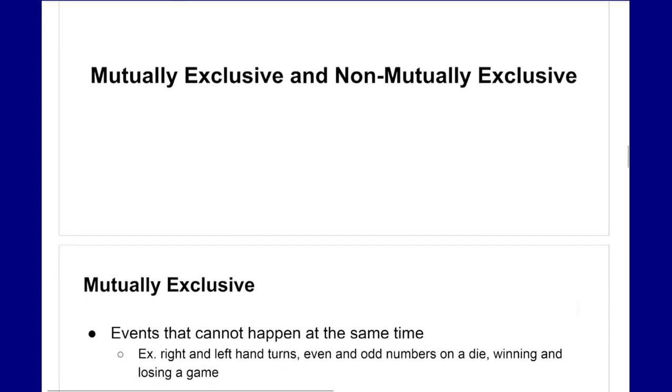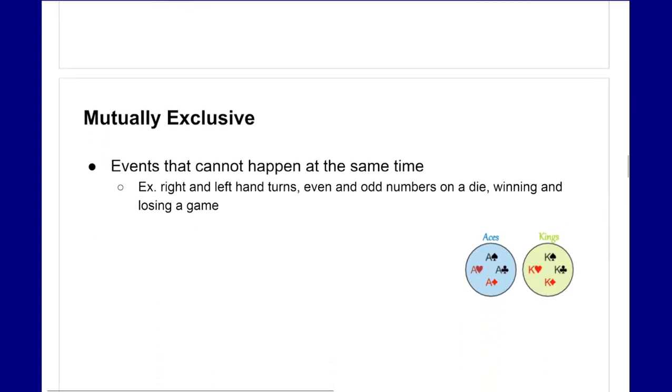So moving on from that, we're going to look at some different scenarios that we may come up with when we're looking at probability. And the first one is mutually exclusive and non-mutually exclusive. So first, mutually exclusive. Mutually exclusive events are events that cannot happen at the same time. So the events or the outcomes are two separate things.